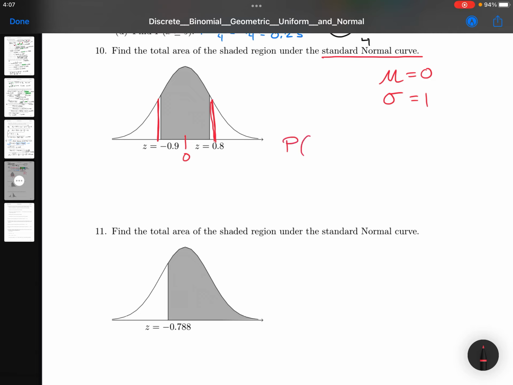All right, so probability that your z is between negative 0.9 and positive 0.8. This is your lower limit. This is your upper limit. Here's my mean. And here's my standard deviation. So we're doing a normal distribution. Okay, here we get, just like we expected, 0.604, more than half, less than 68%.